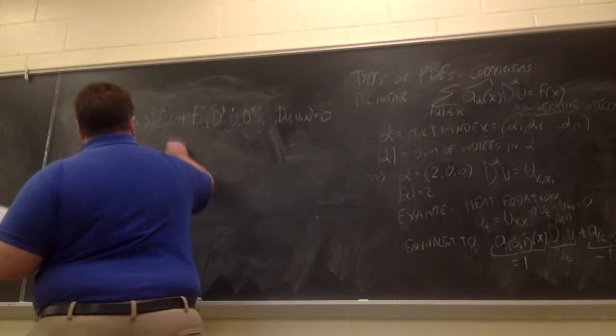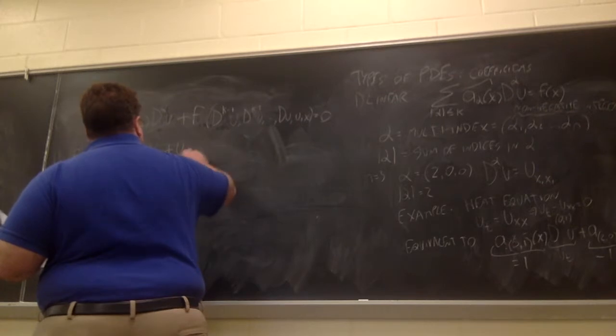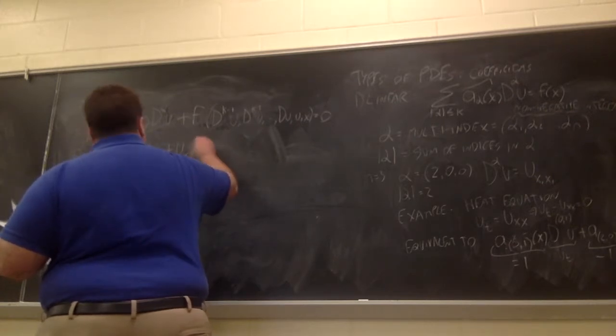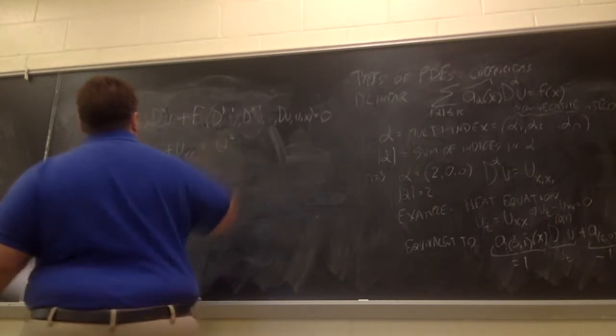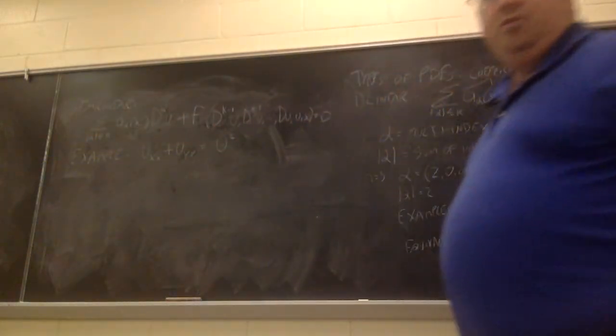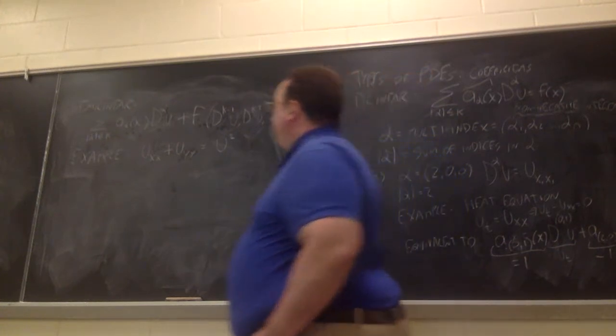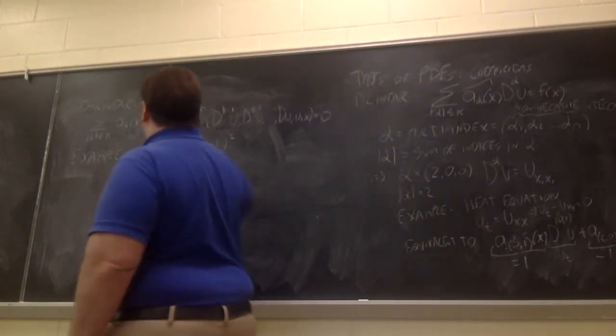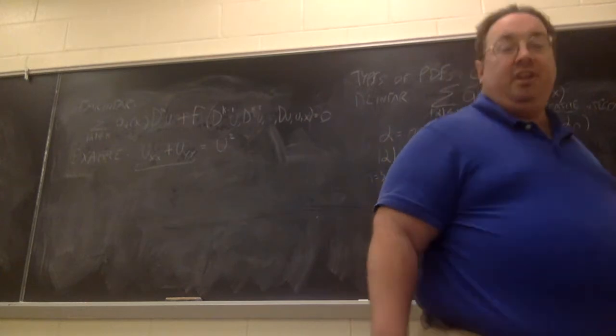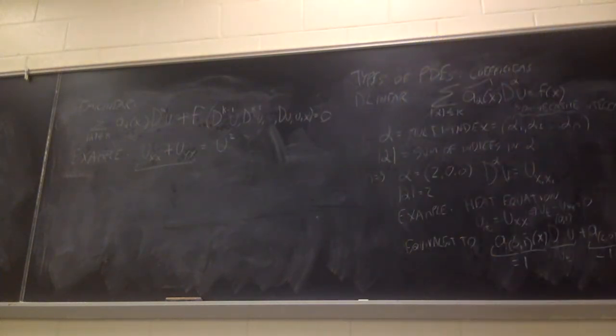We'll work with two variables in space, uxx plus uyy is equal to u squared. That's a semi-linear PDE. Now, this expression right here is very important. When you have a sum of all of the second partial derivatives where you're differentiating with respect to the same variable twice, so x twice and y twice, but no mixed partial derivatives.